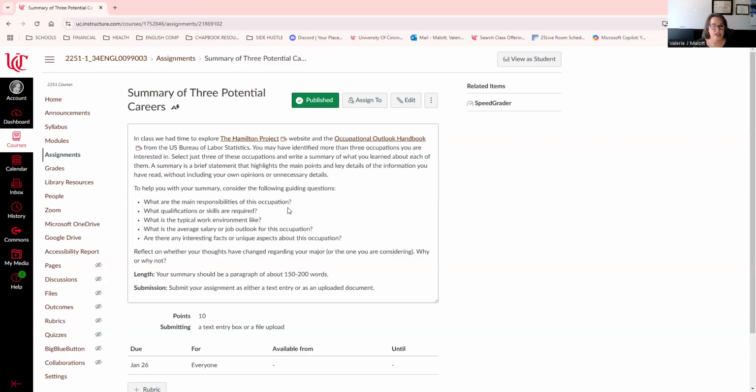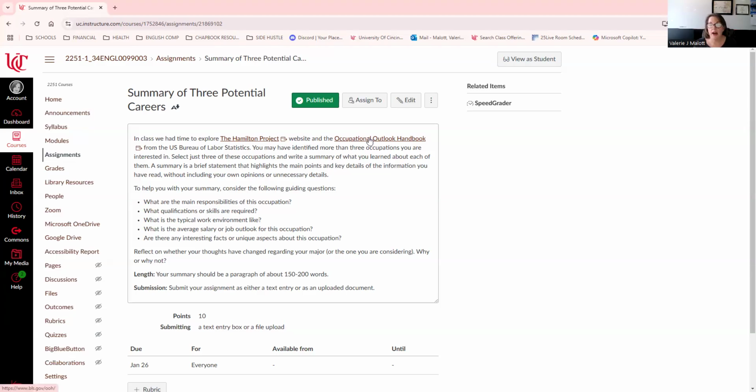So the questions here to help you with your summary: what are the main responsibilities of the occupation? What qualifications or skills are required? What's the typical work environment like? What is the average salary or job outlook for this occupation? And are there any interesting facts or unique aspects about that occupation?